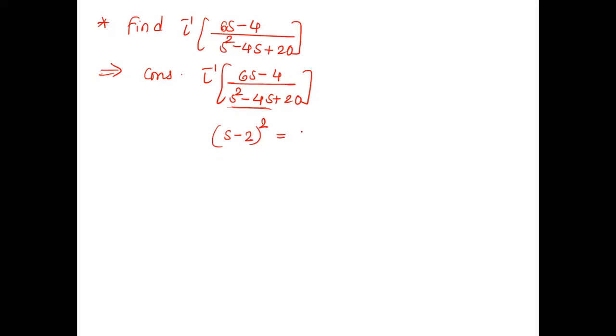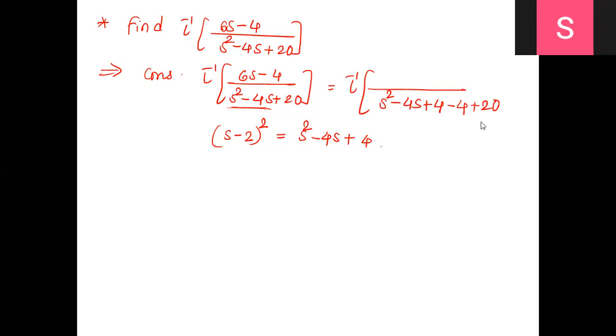And then you'll check this square. What is that square? S square minus 2ab, 2 into 2, 4s, plus 2 square, 4. This is the square. So if it is there in the denominator, you can make it a perfect square, right? So s square minus 4s plus 4, I'll write. Because we need it, we have written plus 4, so we'll write minus 4 also. And then whatever is there, 20 as it is. Because we have added, the meaning should not change, so we have to subtract also, and then 20.